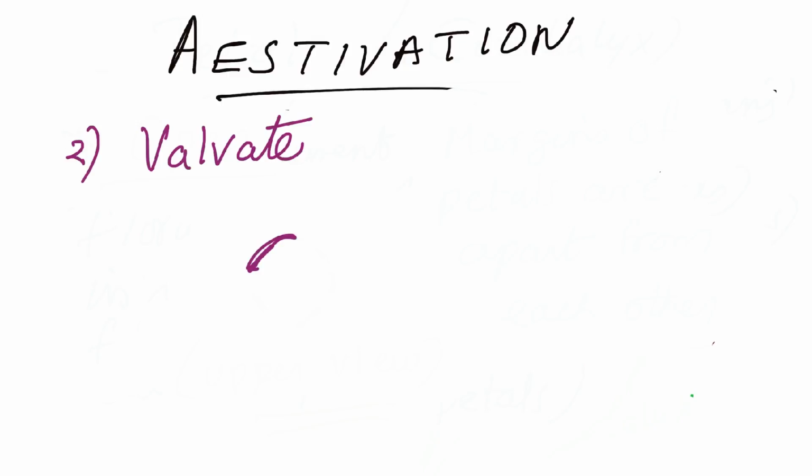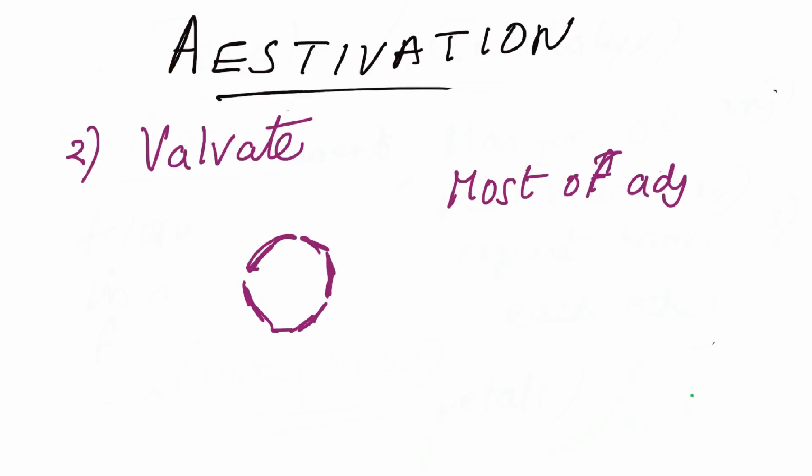Going on to the second, valvate aestivation, and here interestingly, the adjacent petals touch each other. Most of the adjacent petals touch each other, but note the important point that even though most of them are touching each other, there is no overlapping. So that's the important part.